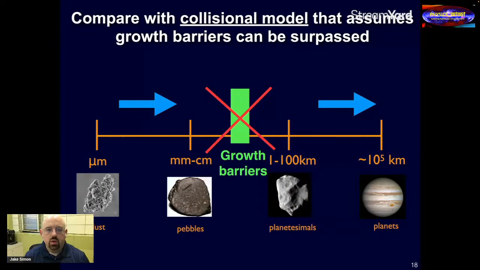Okay, so I do want to point out that there's an alternative school of thought, and I just refer to it broadly here as the collisional model. It's not really a well-defined model because there's different people that do different aspects of it. But the basis of it is that the collisional model basically assumes that growth barriers can be surpassed, right? They sort of just ignore this. And the reason for that is, well, for one, they maybe just choose to ignore it for simplicity and say, something will work. But other people say, well, there are possible routes through this growth barrier.